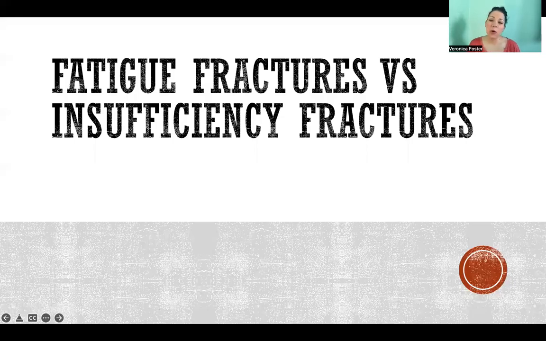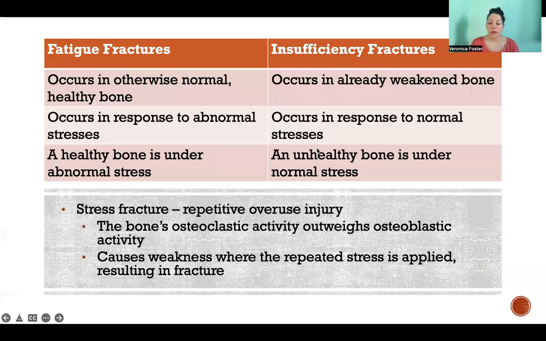Hello, in this video, I'm going to explain the difference between fatigue fractures and insufficiency fractures. So first off, these are both stress fractures, which is a repetitive overuse injury. So when there is a repeated stress or a repeated force acting on a bone, sometimes it can cause that bone to break down faster than it can repair itself.